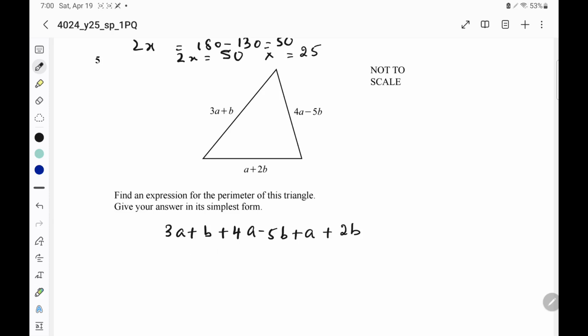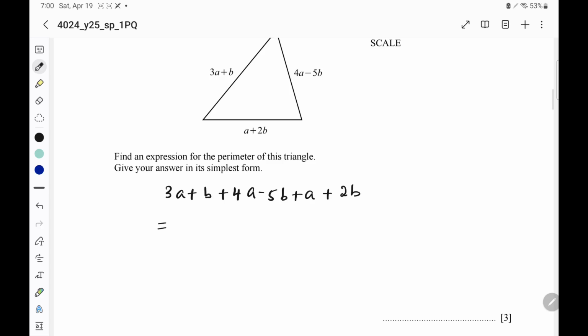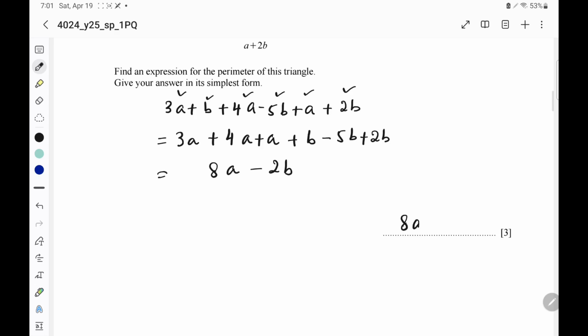Write down all the a's together and b's together, so you can easily find your answer. This is for a 3 marks question, so we have to add this step to show the answer. So 3a plus 4a plus a, and b minus 5b and 2b. Add all of them together: 3, 4, 5, 6, 7, 8a. And b plus 2b is 3b, and 3b minus 5b is minus 2b. This is your answer: 8a minus 2b.